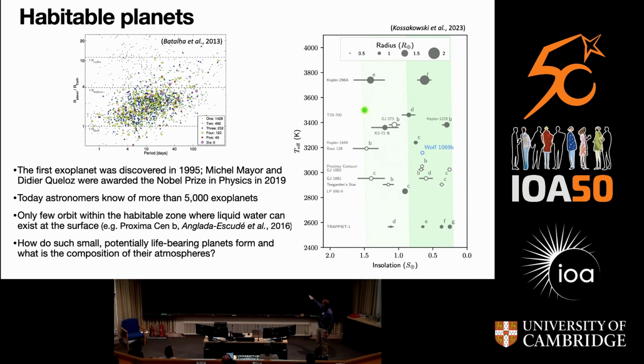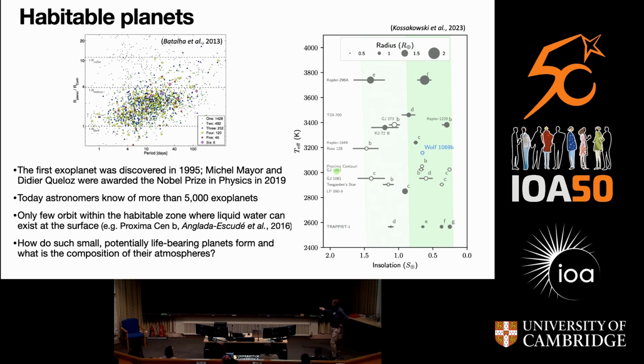This is, by the way, only low mass planets here. We have only a handful of objects that are in this so-called habitable zone, where water could be liquid at the surface. One of them is Proxima Centauri b, which is orbiting around a nearby very low luminosity star.